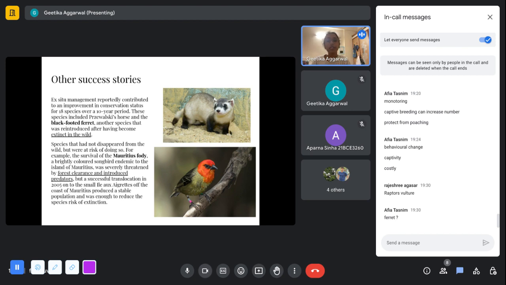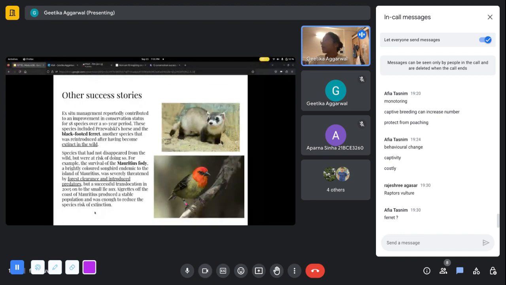But then it was successfully translocated in 2005 to this other area, which is this small isle, Ile aux Aigrettes, which is off the coast of Mauritius. It was endemic earlier to the island of Mauritius, but it has now been translocated, and it is having a stable population, and the extinction risk is much reduced than before. So these are some of the success stories of ex situ conservation.